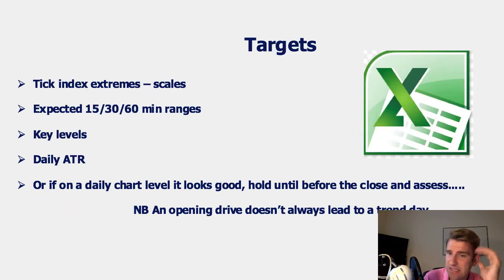And targets, this is where we want to dig into it a little bit more. If we're using the tick index, nice extremes on that, so plus 1,000, plus 1,200 if we're trading a drive to the upside. Our expected 15, 30 and 60 minute ranges at the open: if we're trading something very specifically like a DAX or Dow, we should have a log of the most frequent, the most common, or the mode occurrence of the range. So is it 50 ticks in the first 15 minutes? Is it 60? Is it 100? What's the largest we've had in the past 2 weeks?